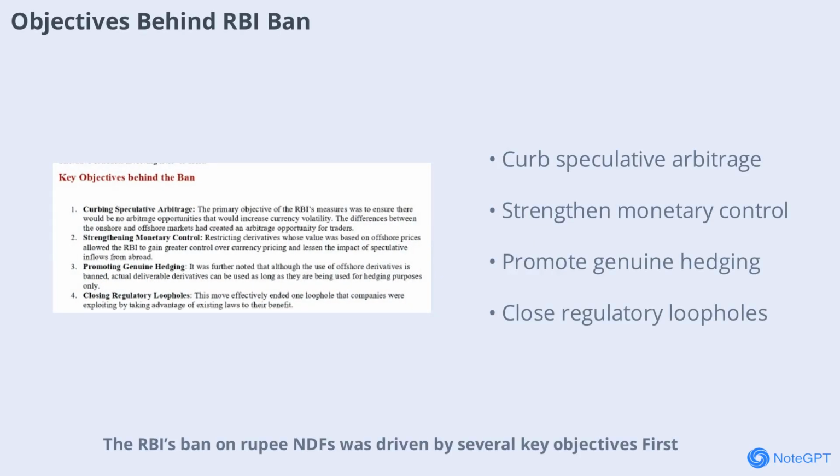RBI's ban on rupee NDFs was driven by several key objectives. First, it aimed to curb speculative arbitrage, preventing traders from exploiting differences between onshore and offshore markets. Second, it strengthened monetary control by restricting derivatives based on offshore prices. Third, it promoted genuine hedging, allowing deliverable derivatives for hedging purposes only. Finally, it closed regulatory loopholes that companies were using to their advantage. These measures were designed to stabilize the currency and ensure a disciplined market environment.